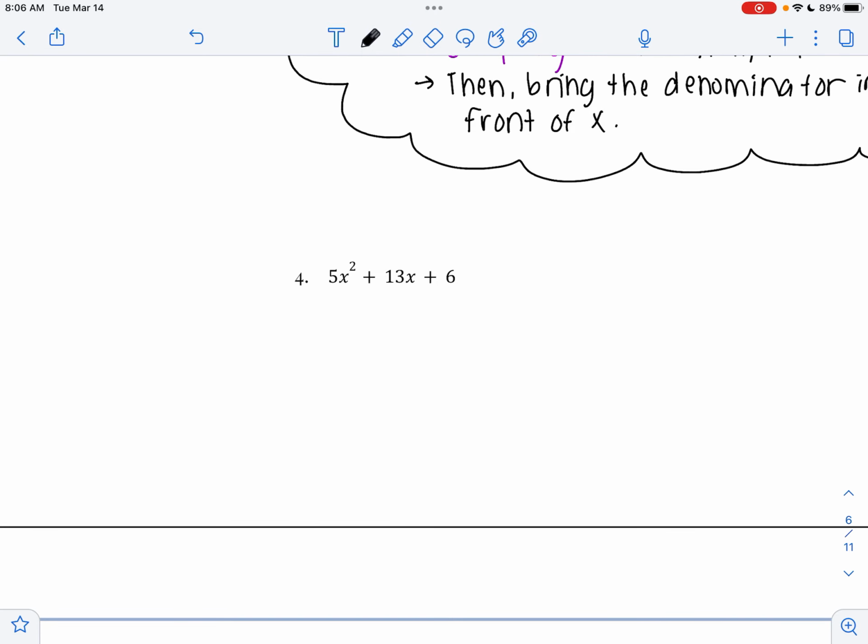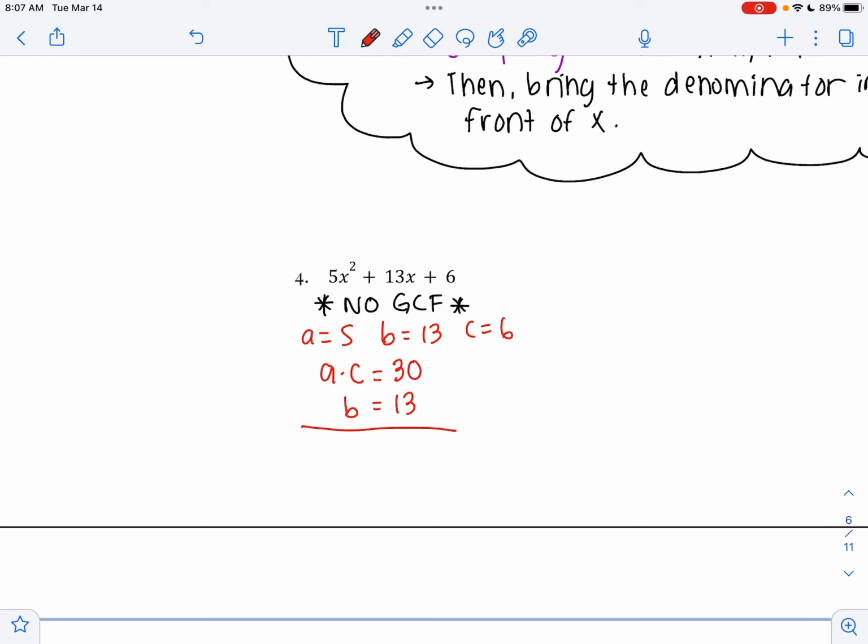Okay, so 4 has no GCF. The first step, remember, if I'm going back to lesson 2, we check for GCF first. Okay, but there's no GCF because nothing goes into 5, 13, and 6. But if there's no GCF, then we can right away go into writing a, b, and c. So a is 5. It's always the number in front of x squared. b is 13, and c is 6. And then step 3 says multiply a times c and write out b. So a times c is 5 times 6, which is 30, and b is 13.